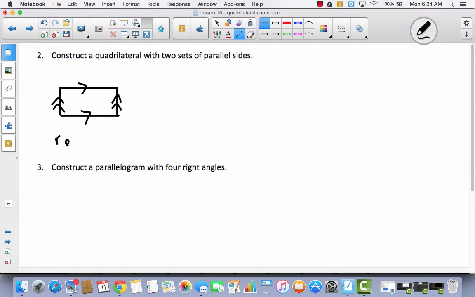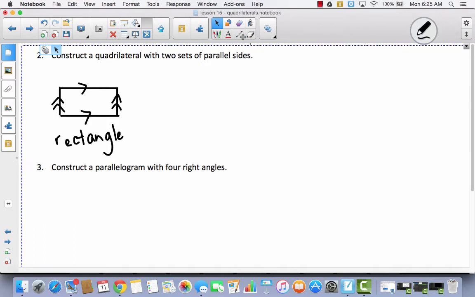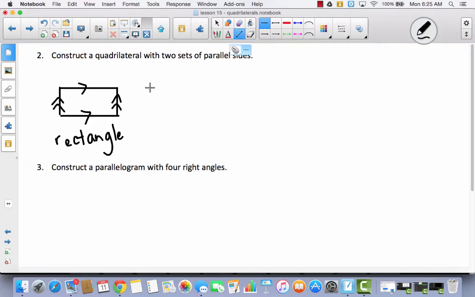So I want you to go ahead and label that rectangle. Hopefully you drew one of those. And then what about a square? Let's draw a square this time because it has 2 pairs of parallel sides, the top and the bottom, and the sides are parallel. So the top and the bottom are parallel, so let's go ahead and put the parallel marks. This is parallel to this side, and these 2 are parallel. So this is a square.